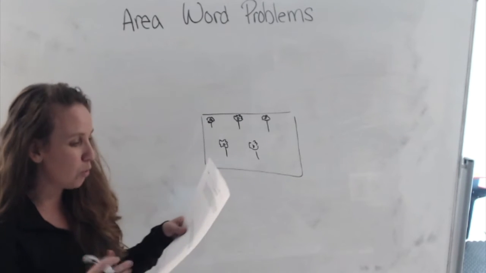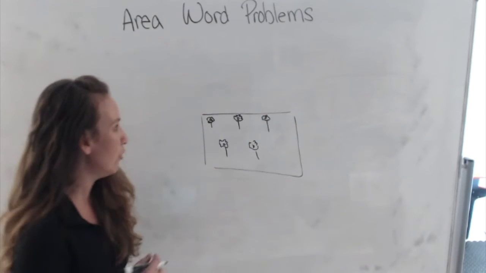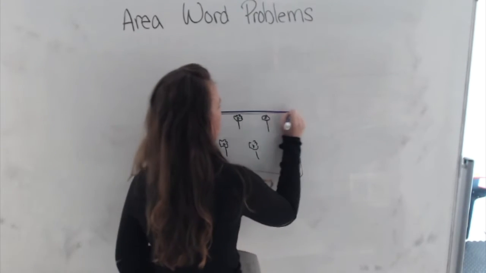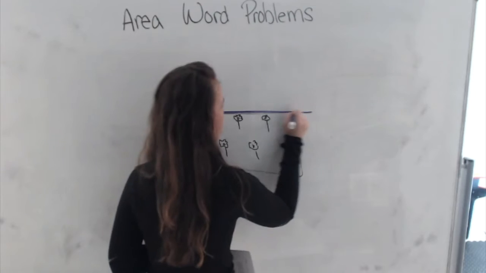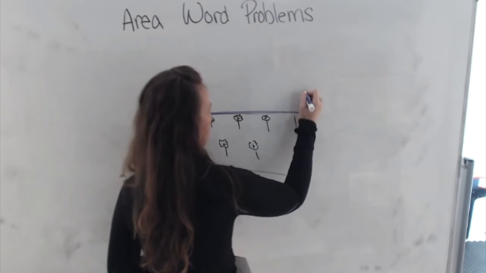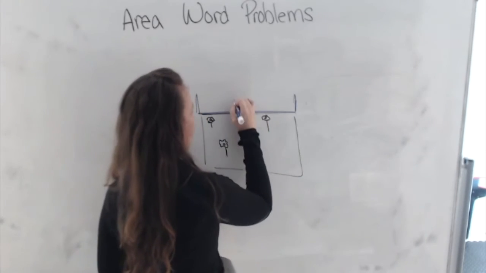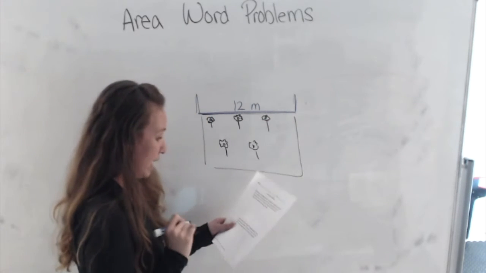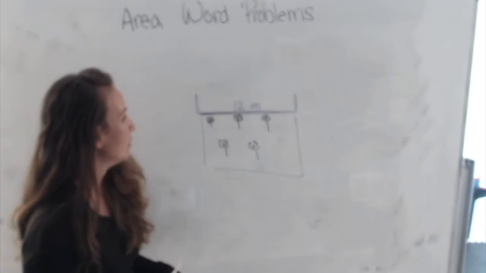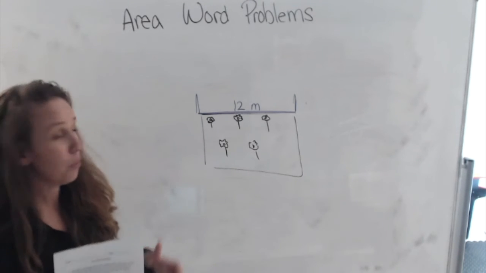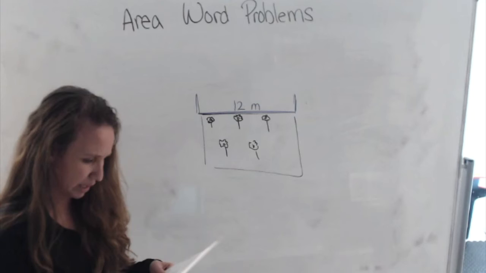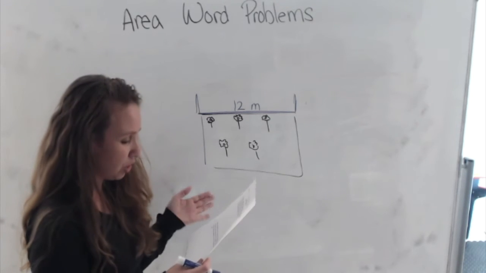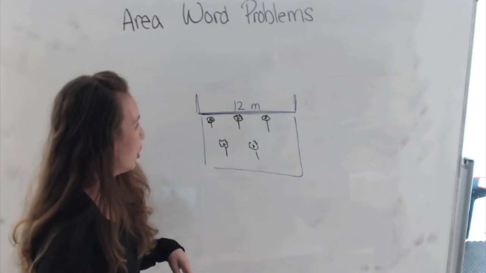There is already a wall on one side of the garden 12 meters long. So there's already a wall right here. And that's 12 meters long. So meters, we use an M to represent meters. Okay? So let's keep reading. If Alan has 40 meters of fence and wants to use it all, what area will the garden be?